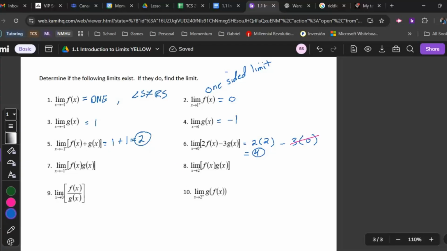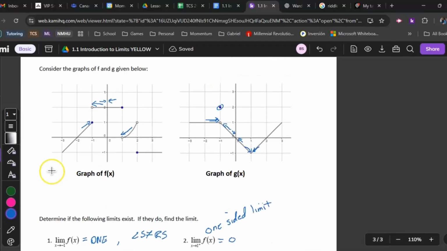We all good? Yeah? All right, let's go look at 7. So in this case, what do you think I'm going to do here? Multiply. Just going to find the two limits and multiply them. That's it. Okay? So I'm going to find the limit of f of x as it approaches -1 from the right, and then g of x as it approaches -1 from the right. So let's go do those two. As I approach -1 from the right, what do I get this time? Not 1, but 2. And then as I approach -1 from here, what do I get on g of x?